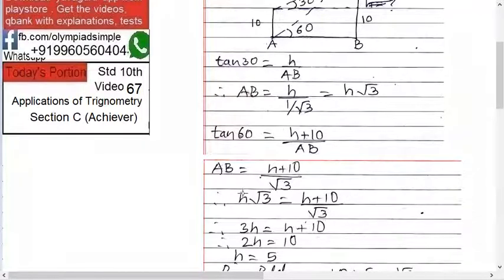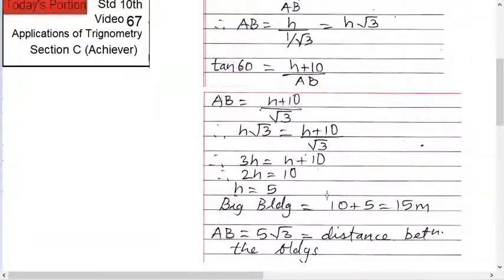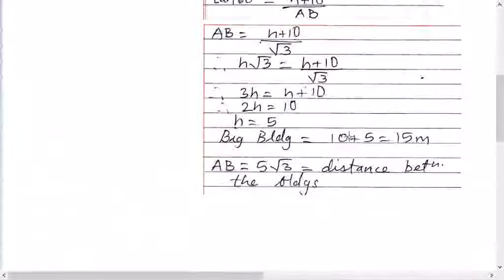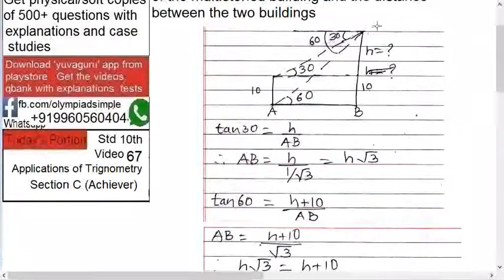Solve this, take root 3 to the other side. 3H equals H + 10. H on the other side, 2H equals 10. Therefore H equals 5. Now we know H is 5, and the big building is what? 10 plus 5, 15. That's what is required.